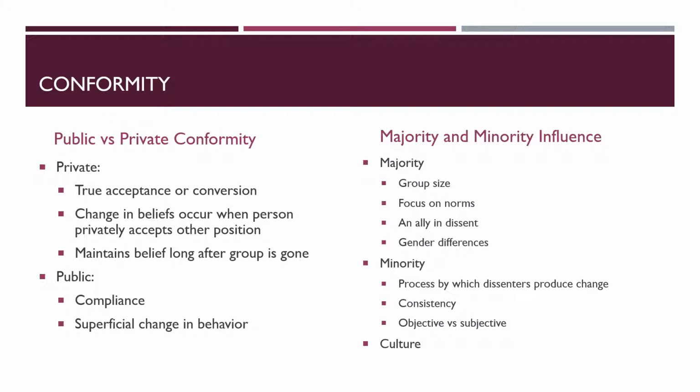So minority influence is the process by which dissenters produce a change in the group. They have this ability when they are consistent in their beliefs, they're powerful, persistent, and unwavering. But there is a difference in objective versus subjective topics and opinions that differ based on majority and minority influences.